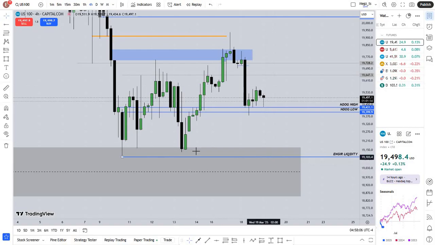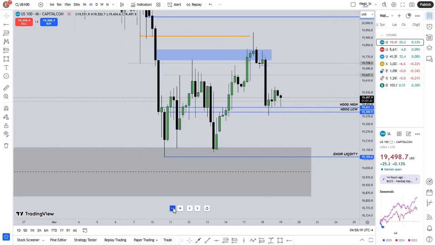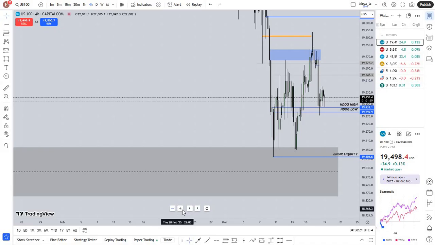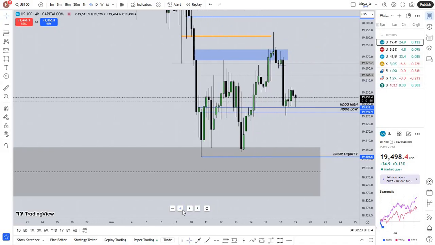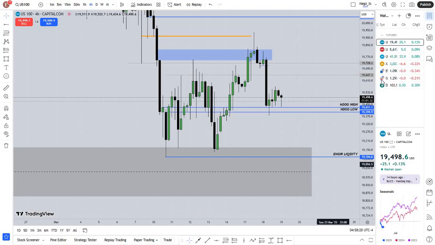So I'm looking for lower prices to this engineered liquidity. Looking for that same price, that is 19,104.6 and lower, and then the consequent encroachment of that daily, weekly order block. That's what I'm looking for on this pair.